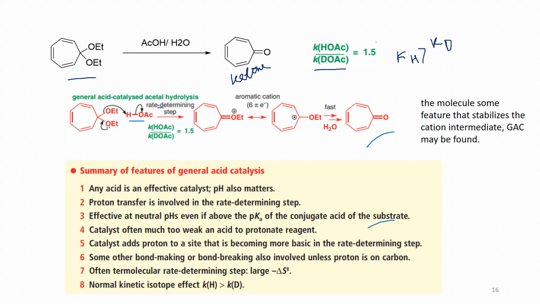So what is the summary of the general acid catalysis reaction? Any acid is an effective catalyst. pH also matters, just opposite to the specific acid catalyzed reaction. Proton transfer is involved at the rate determining step. It will show a normal kinetic isotope effect. Okay.